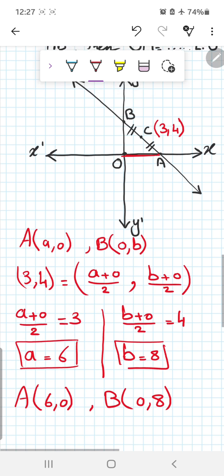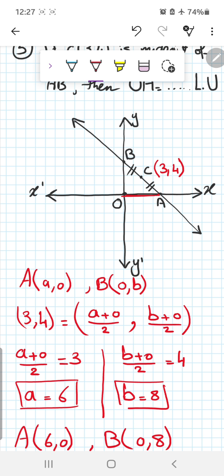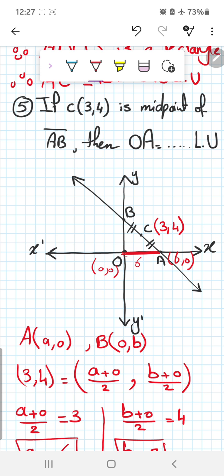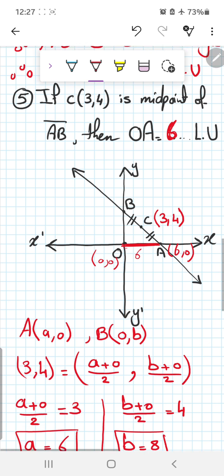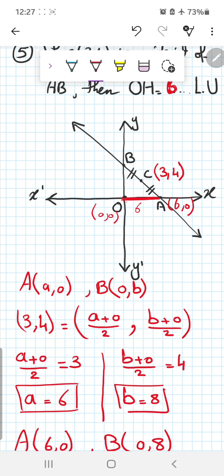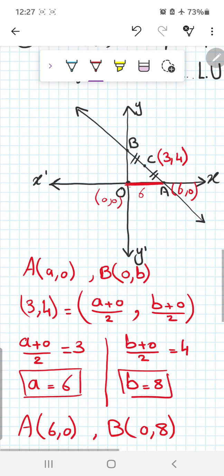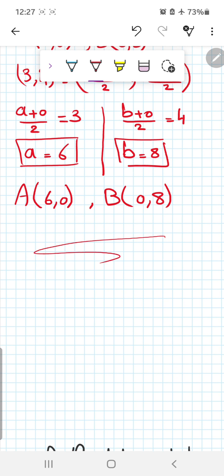We want to get the length of OA. O here is the origin point, so it is (0, 0). The length of OA, where A is (6, 0): like example number 1, the distance between the point (6, 0) and the y-axis will be 6 length units. So OA equals 6 length units. We can also do it by the rule: the square root of (0 + 6) squared plus (0 - 0) squared gives the distance between O and A, and it will also be 6.